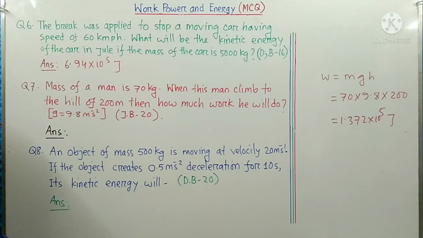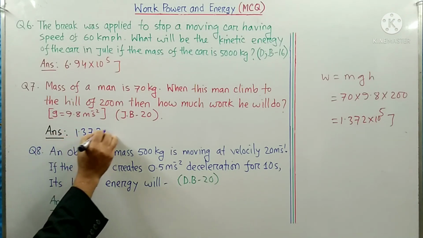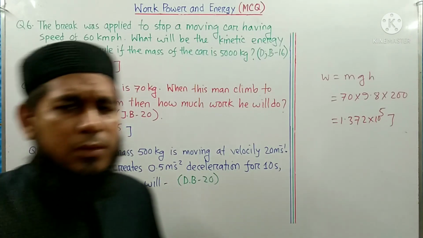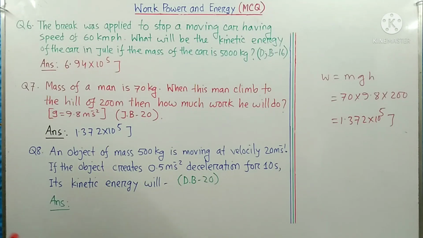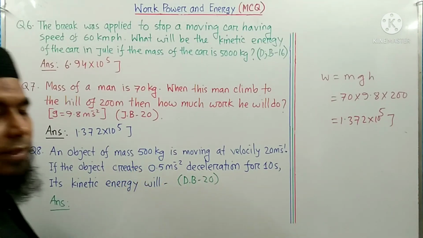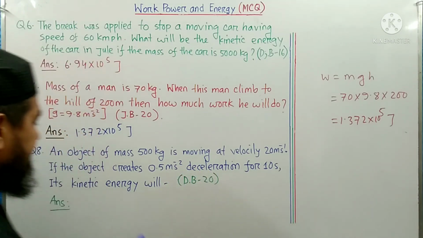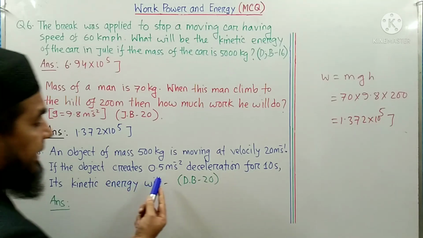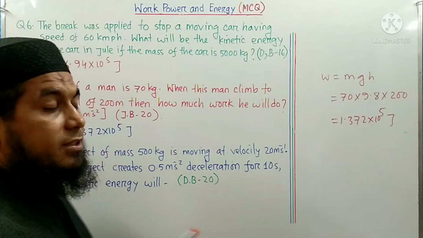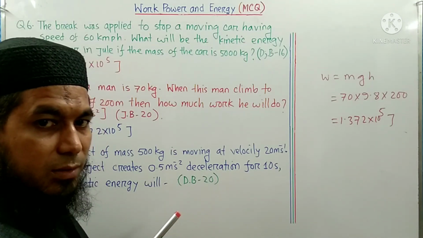So we can write our result: 1.372 into 10 to the power 5 joule. This is our result. So next, an object of mass 500 kg is moving at velocity 20 meter per second. If the object has 0.5 meter per second square deceleration for 10 seconds, what will its kinetic energy be?